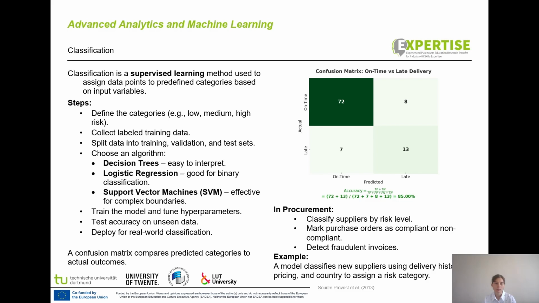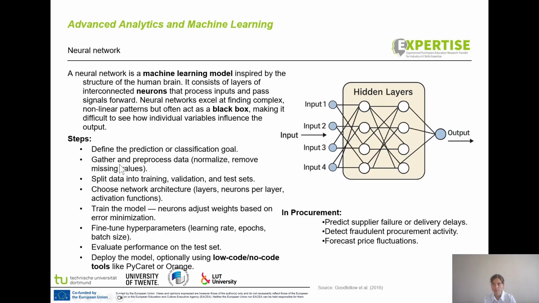The confusion matrix compares predictions to actual outcomes, showing not just accuracy but also where the model makes errors. By understanding these patterns, procurement teams can better manage supplier performance and reduce delivery risks.